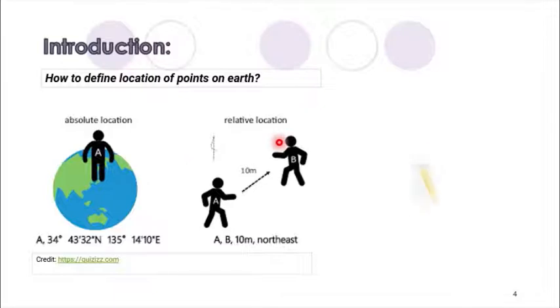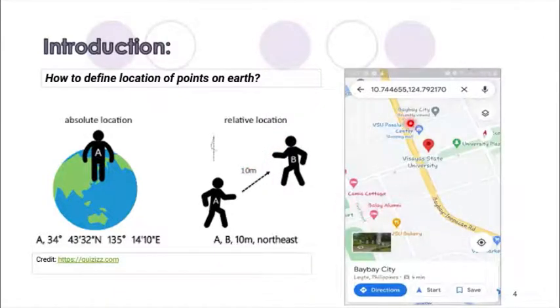Another example of absolute location is the one you can see in your Google Maps. For example, here is Visayas State University, and the numbers here are the latitude and longitude of Visayas State University, that is, its location on the Earth or on the globe. If I consider a relative position, for example, Balay Alumni is southeast of Kamya Cottage. That is relative positioning.